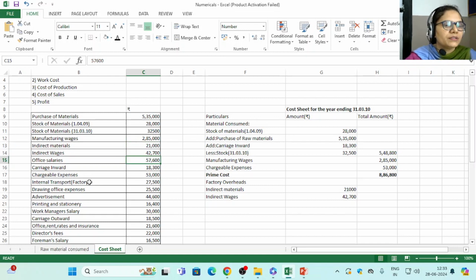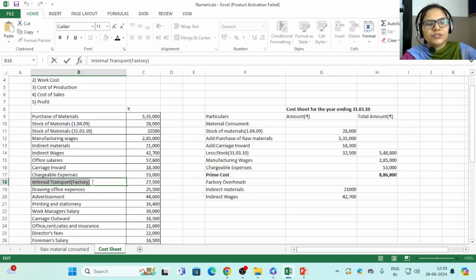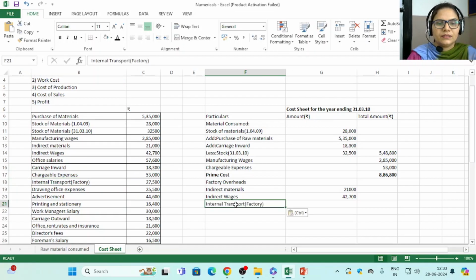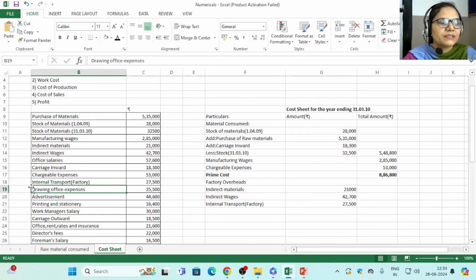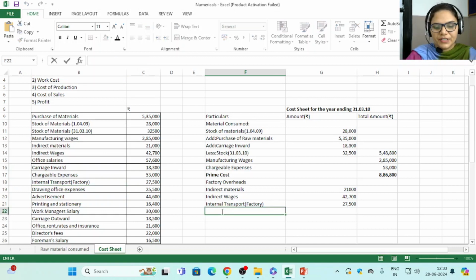Next is your internal transport. It is specifically mentioned that it is related to the factory, so we will show this internal transport under factory overheads, and it is of value 27,500. After that, drawing office expenses. These are basically expenses related to the factory, because they are being paid to the factory engineer, and we will show them in the factory cost.